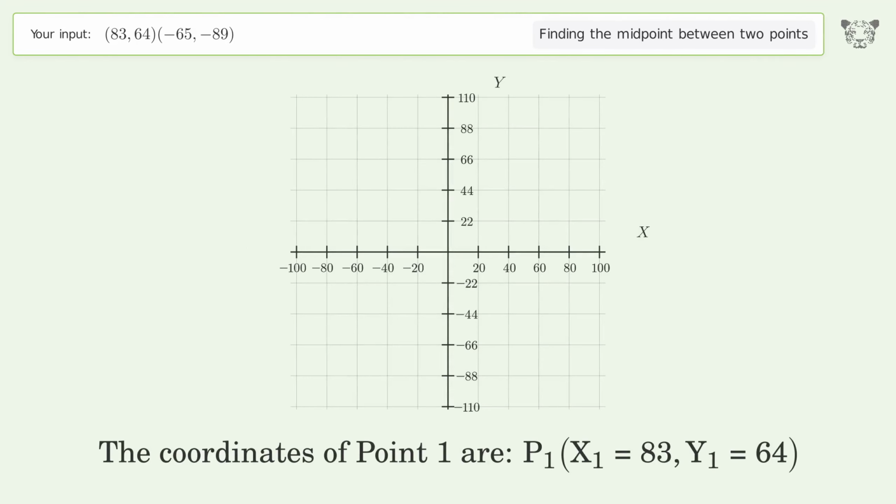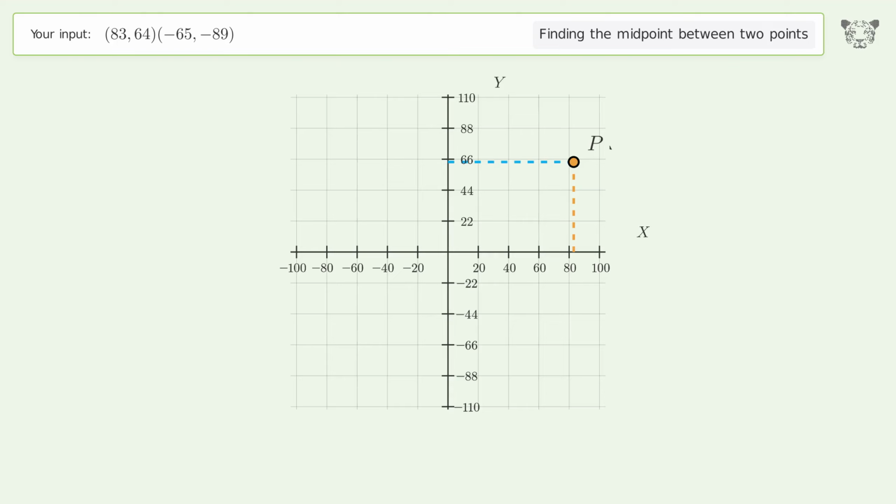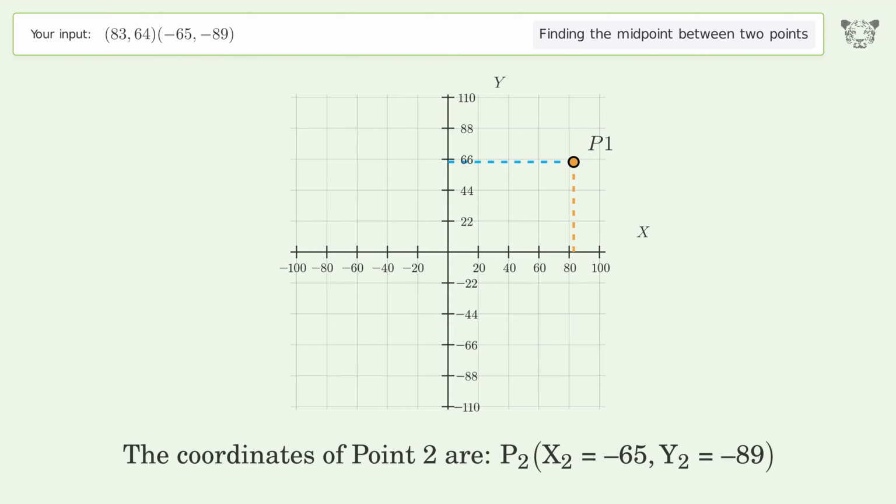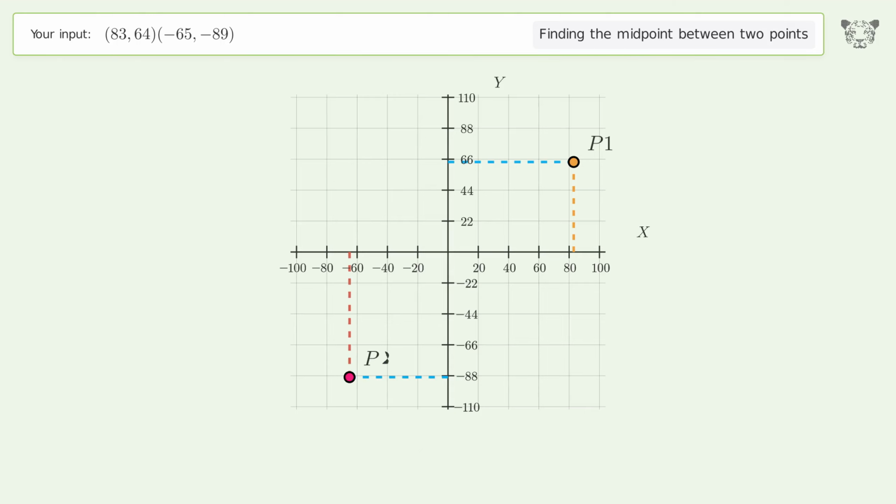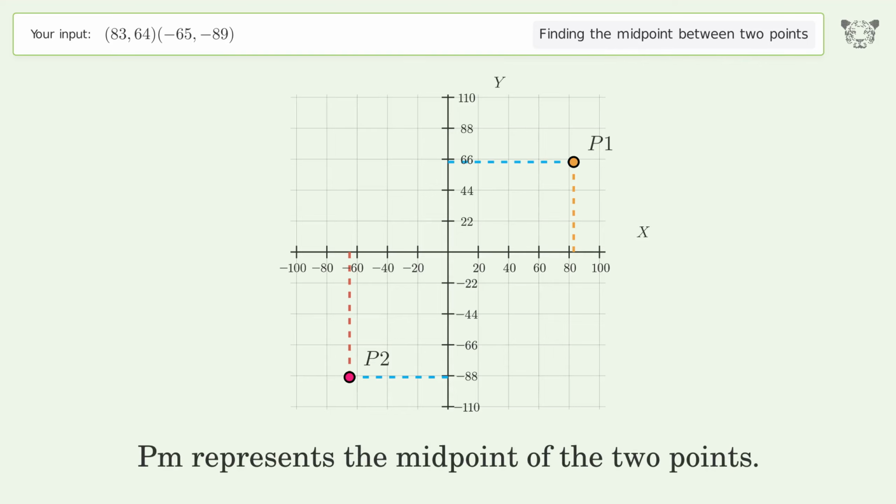The coordinates of point 1 are x1 equals 83, y1 equals 64. The coordinates of point 2 are x2 equals -65, y2 equals -89. PM represents the midpoint of the 2 points.